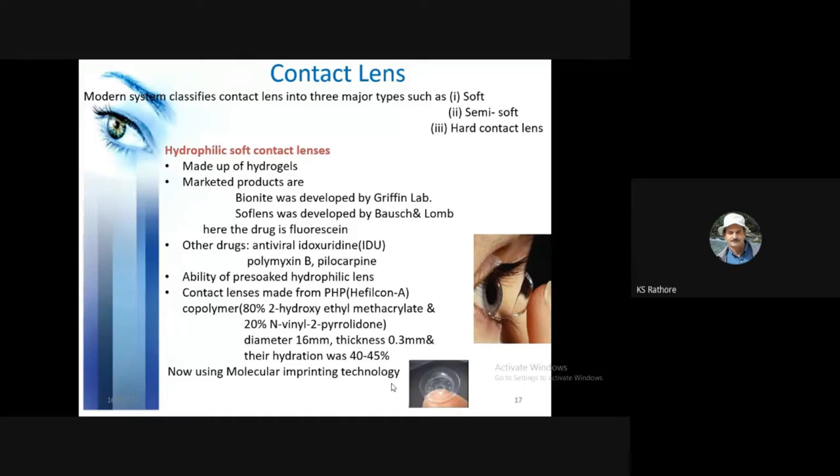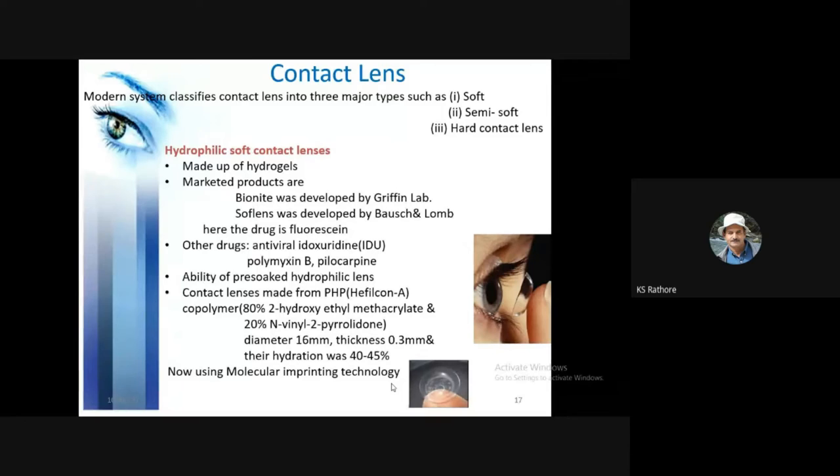From the literature review we come to know that contact lenses with idoxuridine, polymyxin B, and pilocarpine are available as soaked contact lenses. Pilocarpine-soaked contact lenses are used for glaucoma, using the ability of the hydrophilic lens to be pre-soaked. So the drug is pre-soaked into the soft contact lens.